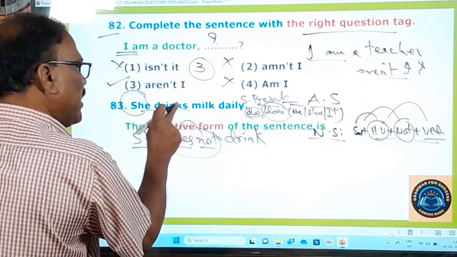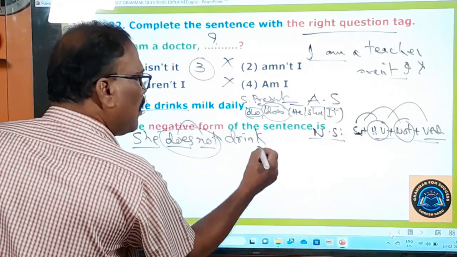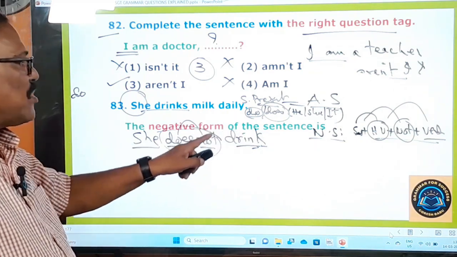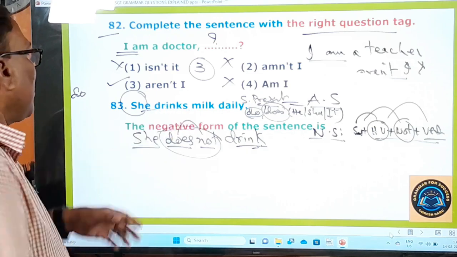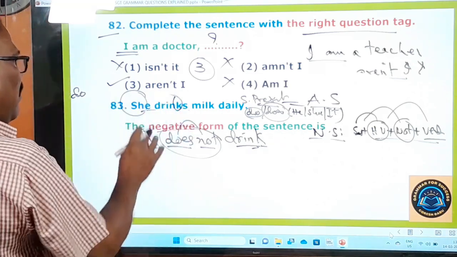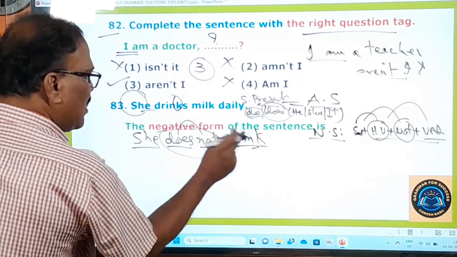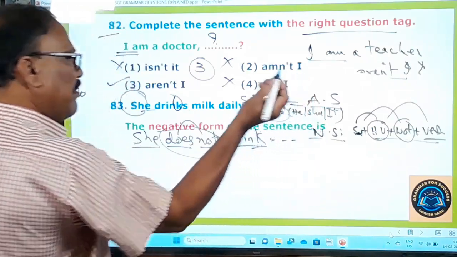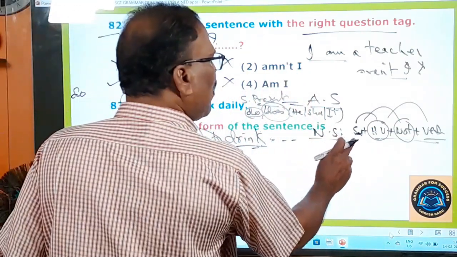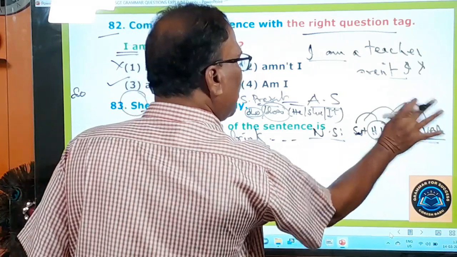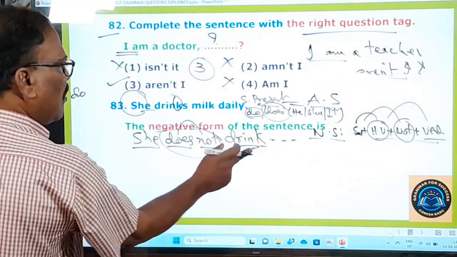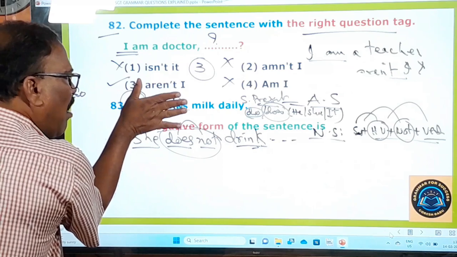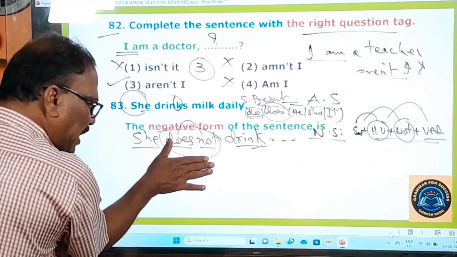It is drinks in the normal sentence, but in the negative sentence, this s is dropped. Don't use s after this. You cannot say she does not drinks, but you should say she does not drink. Only in the assertive sentence, after he, she, it, we use this s. But whenever you change it into the negative sentence, this s is gone. Therefore, you should say she does not drink milk daily. The formula is subject, then helping verb plus not plus main verb. That is the rule. This is how we have to change this assertive sentence into a negative sentence or negative statement.